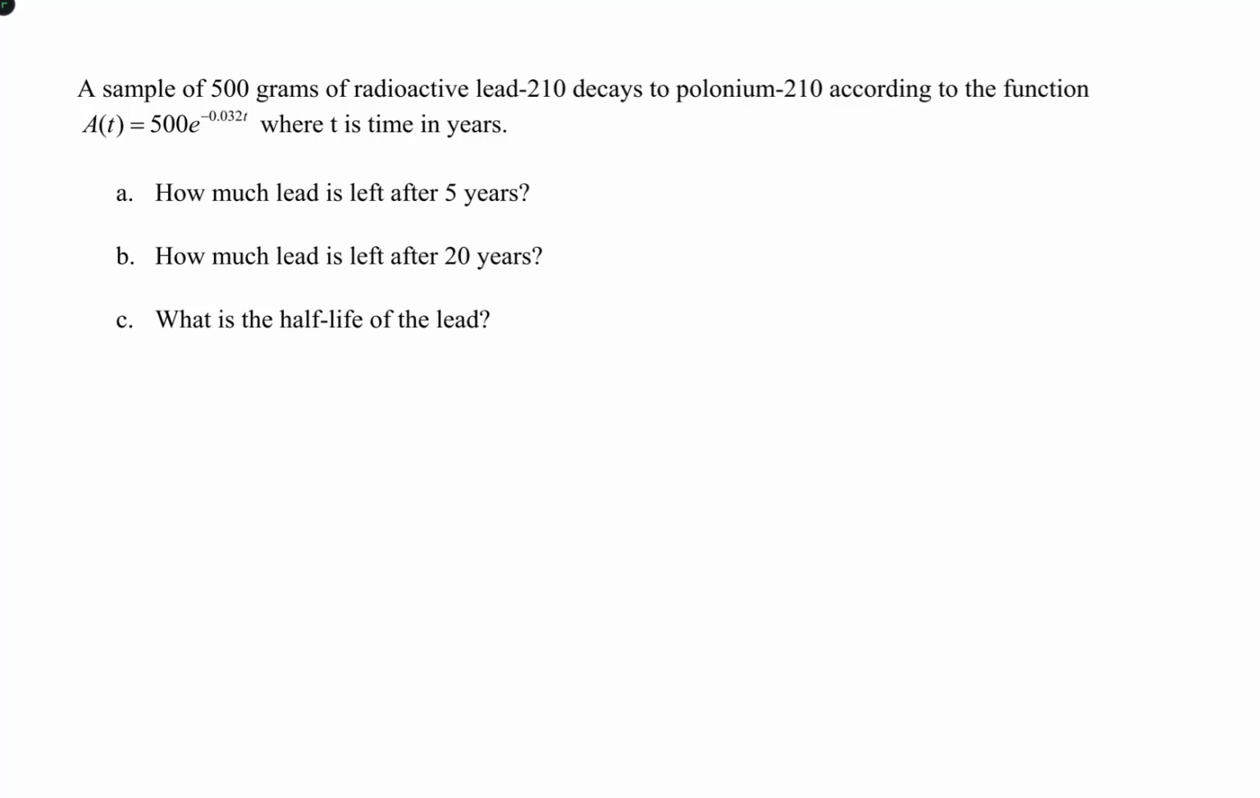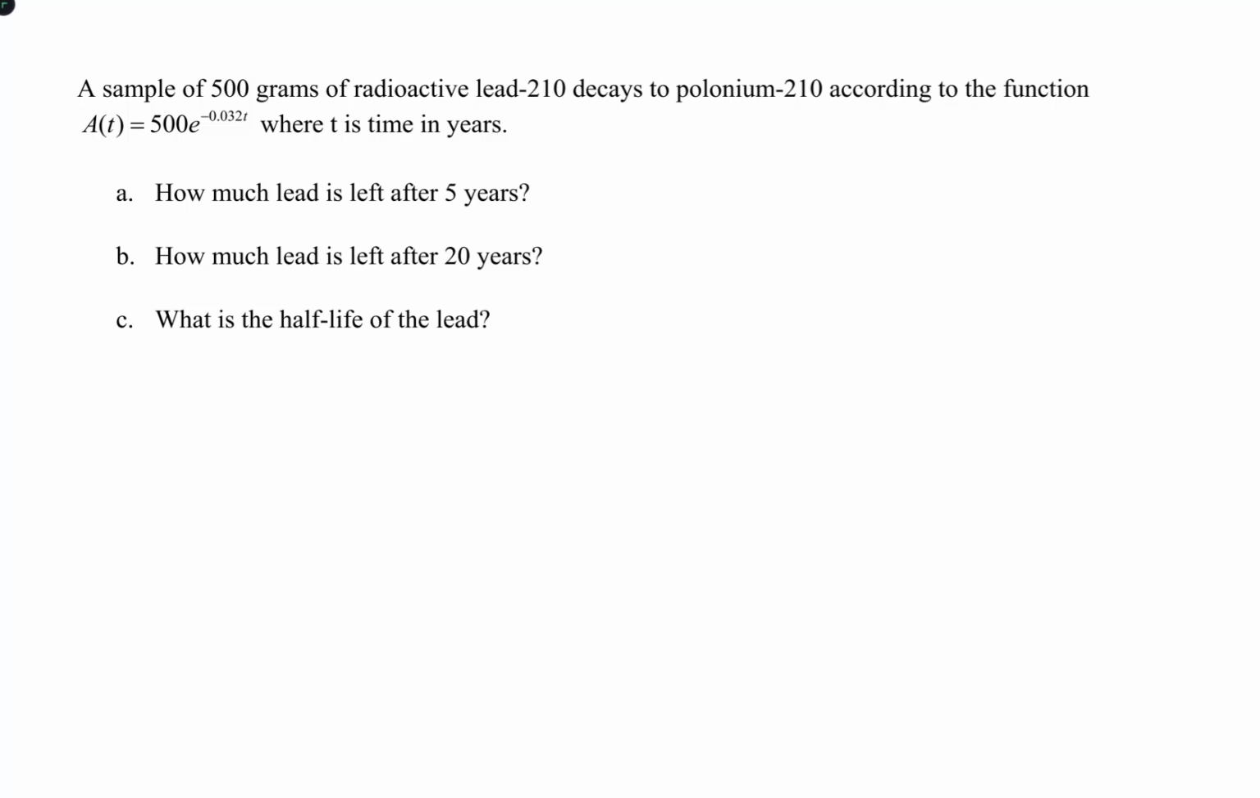A sample of 500 grams of a radioactive lead decays to polonium-210 according to the function A of t equals 500 e to the negative 0.032 t, where t is time in years. How much lead is left after 5 years?